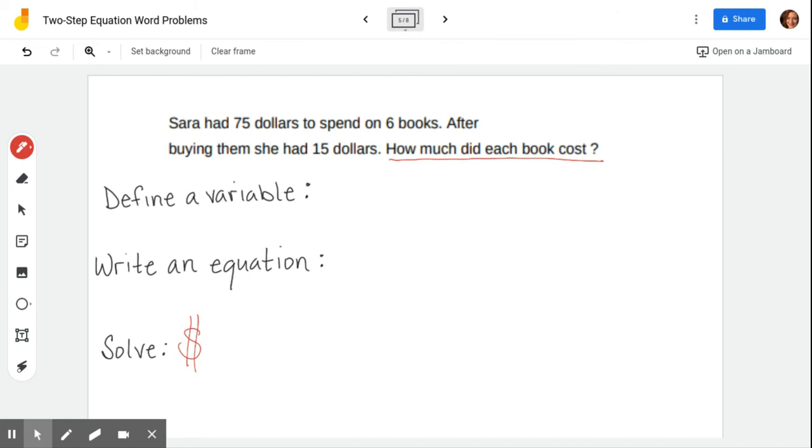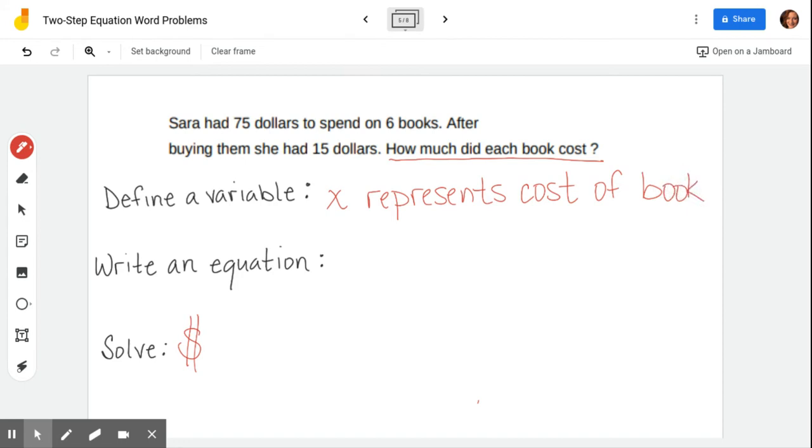I was about to say I'm going to use C again. But you know what? I haven't used that generic X in a while, and there's nothing wrong with using an X. So I'm just going to say X represents the cost, and I'm going to be a little more specific because I know what the cost is for. I'm going to say the cost of a book.